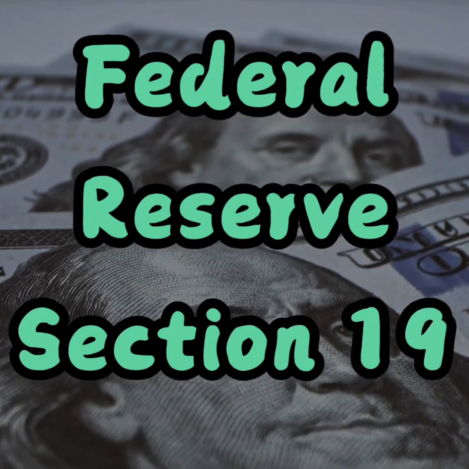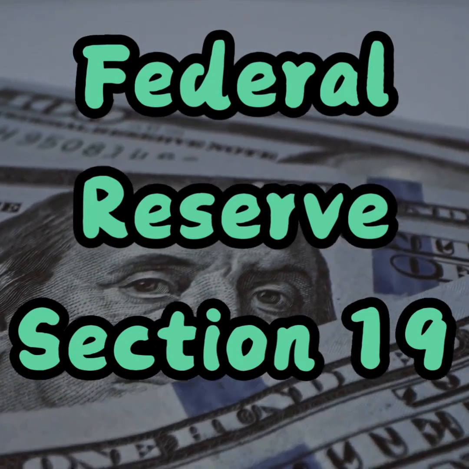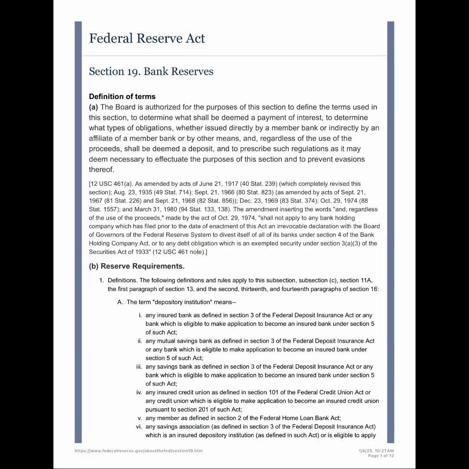And what are some of the key terms we need to understand to fully grasp this section? Section 19 starts by granting the Federal Reserve Board the authority to define key terms. This includes defining what constitutes a deposit, which is far broader than just simple checking accounts. It also covers defining payment of interest and establishing regulations to prevent evasions. So the Fed has significant leeway in interpreting these terms. Yes, and this is important because the definition of what constitutes a reservable liability directly impacts the amount of reserves a bank must hold. The broader the definition, the more reserves are required.